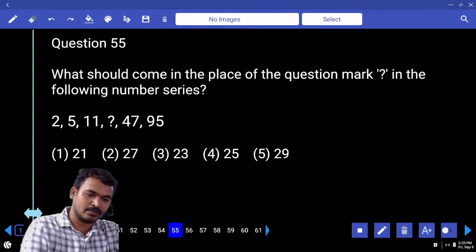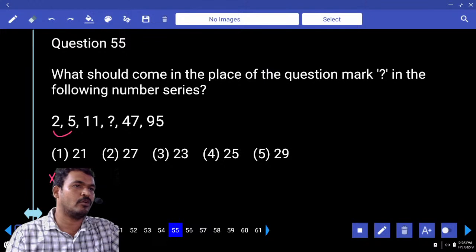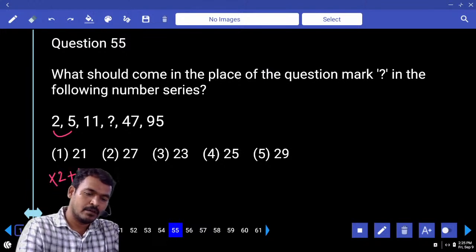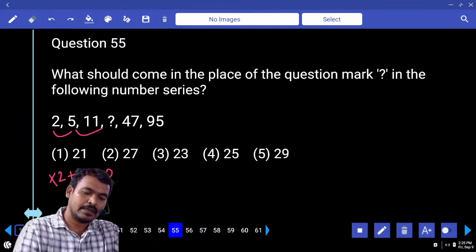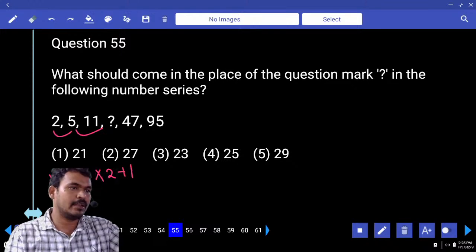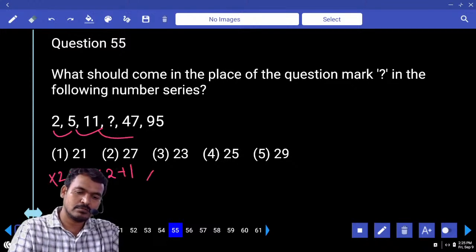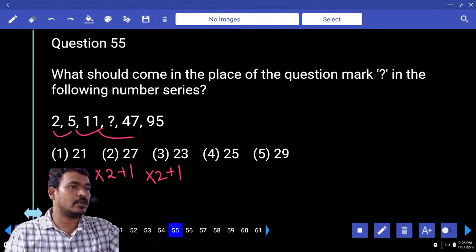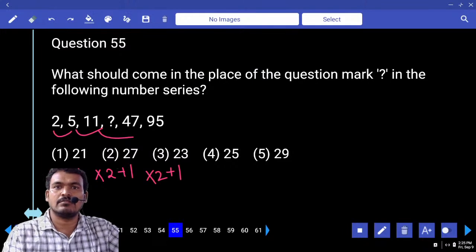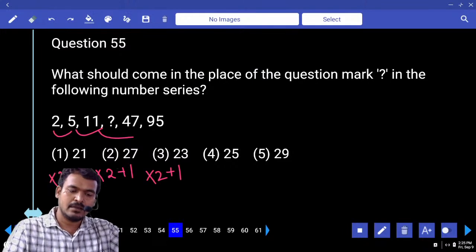Let's leave it, talk about another one. 2 plus 1, or not? 2 2s are how much? 4 plus 1, how much? 5. 5 2s are how much? 10 plus 1, 11, or not? 11 2s are how much? 22 plus 1, 23. 23 2 times 46 plus 1, 47, or not? Okay.